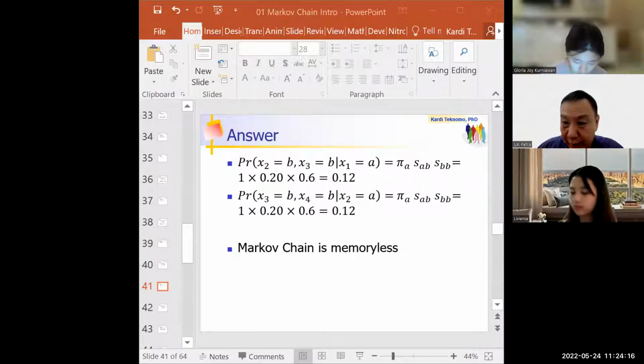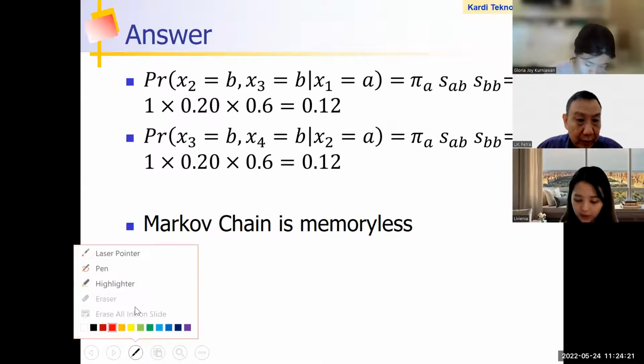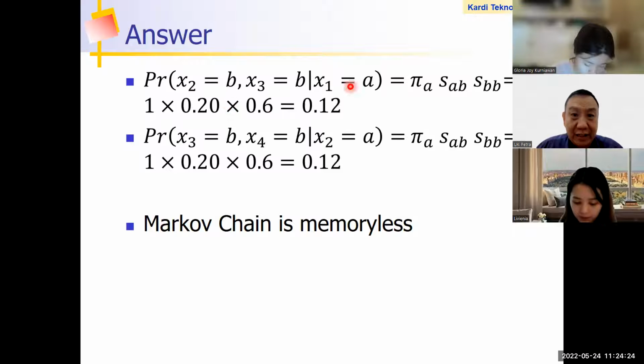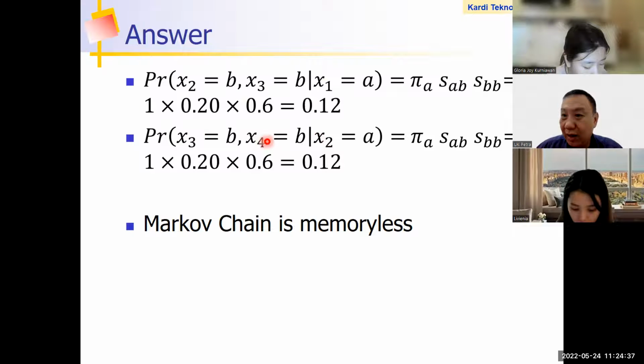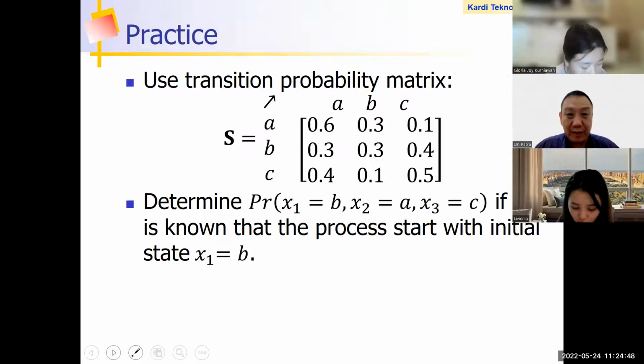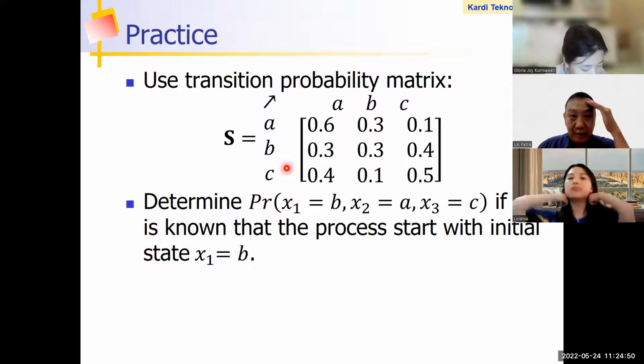If you look at the value, this is exactly the same: A, B, B. The only difference is the time. This is 1, 2, 3, this is 2, 3, 4. Of course the formula is the same, the value is the same. So there is no difference, so it's memoryless.